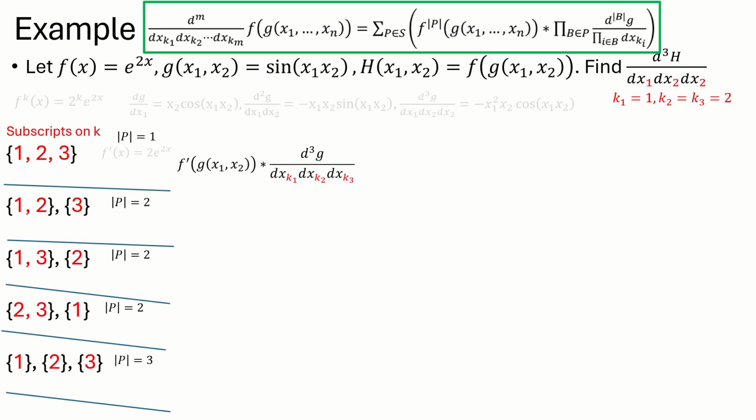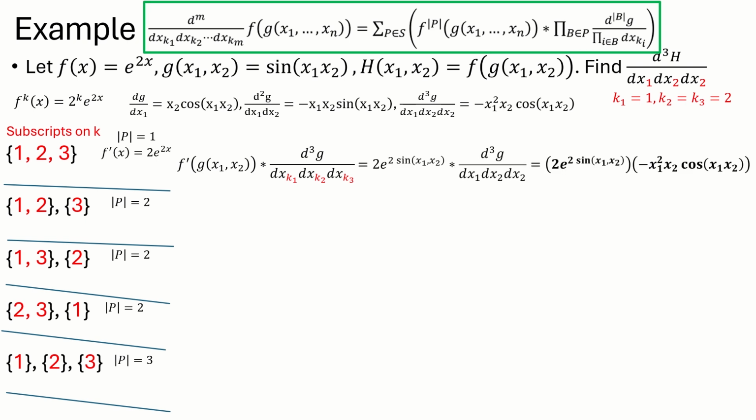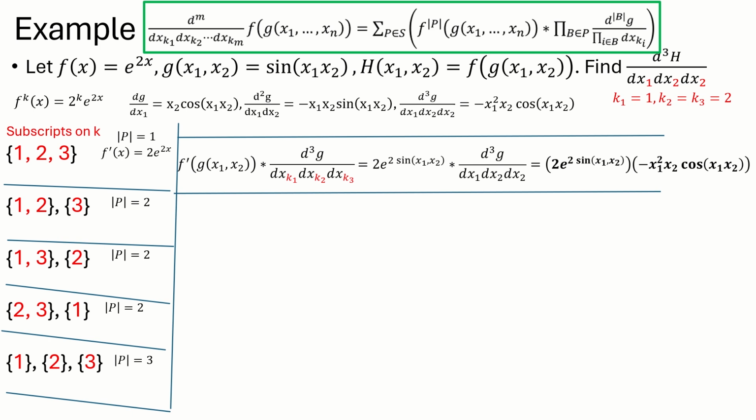Since k1 is 1, and k2 and k3 are both 2, and since f prime of x is 2 times e to the 2x, this simplifies to the following. Next, we're looking for this summand. To simplify it, we need f double prime of x, and the product of g derivatives shown, which we can again simplify using the values of the subscripted k variables to get the following.